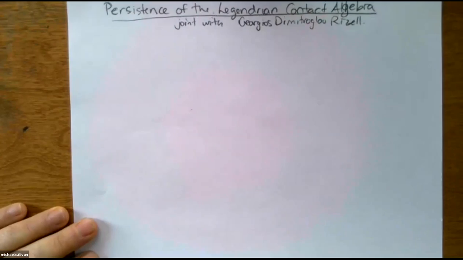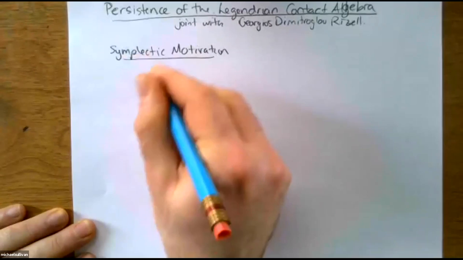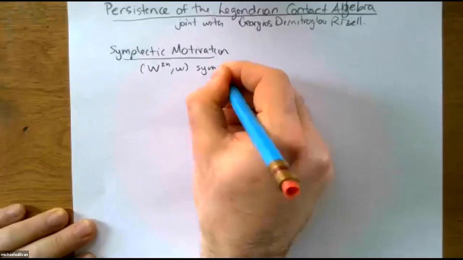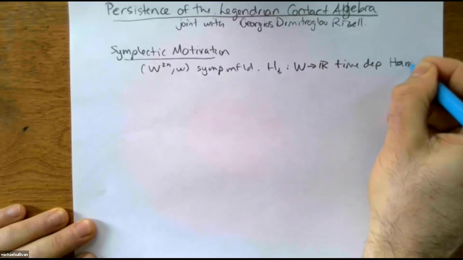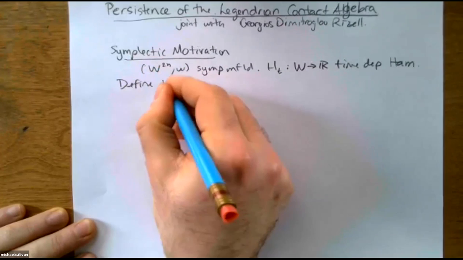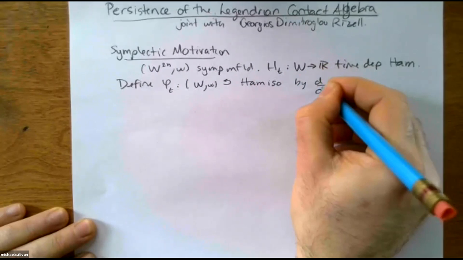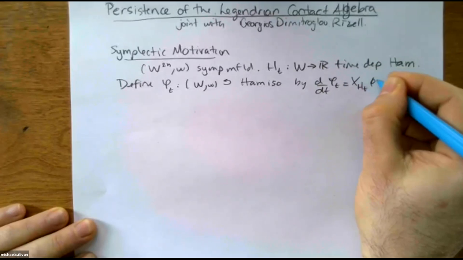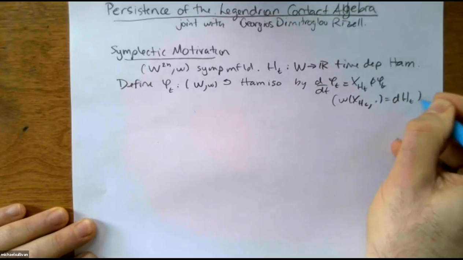Okay, so let me just start with a symplectic motivation. Supposing W is a symplectic manifold, and H is a time dependent Hamiltonian. Okay, and with this H, we can define a Hamiltonian isotopy from the symplectic manifold to itself, defined by d/dt of phi_t being the Hamiltonian vector field. Just recall that up to some sign, I guess, you define this Hamiltonian vector field this way.